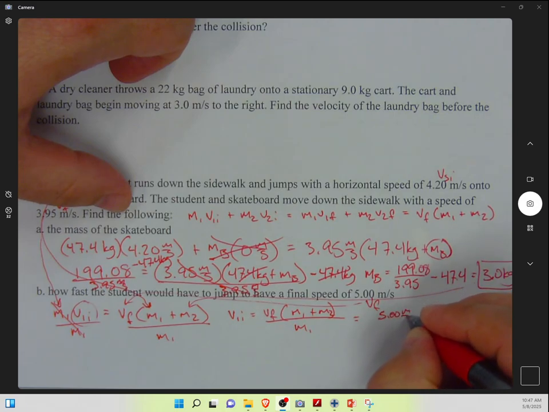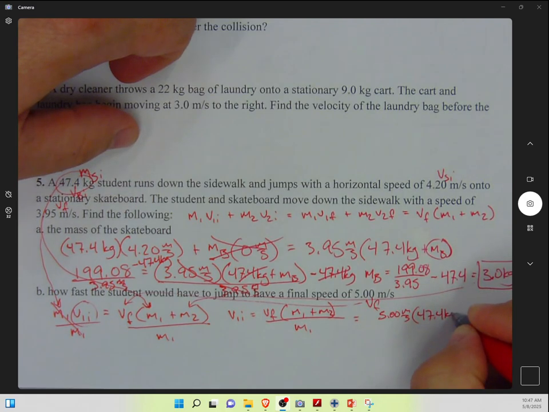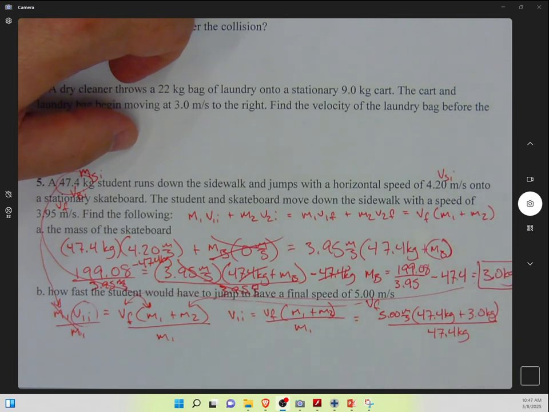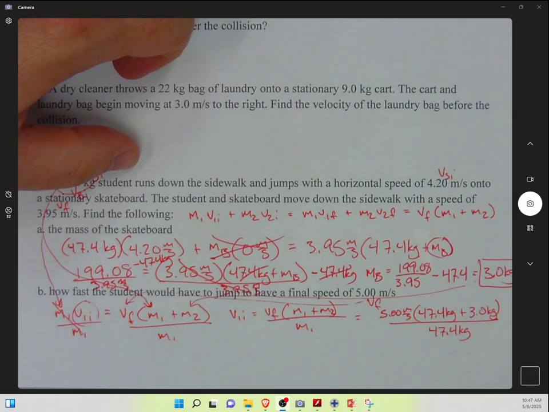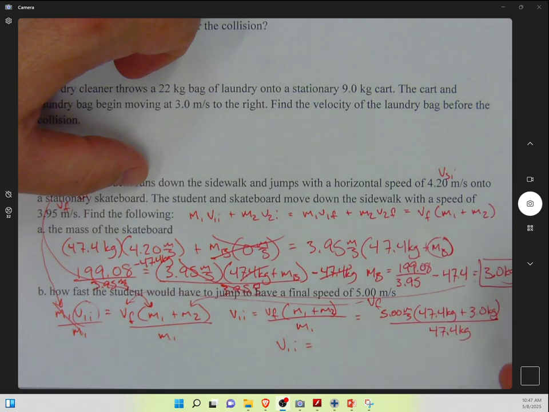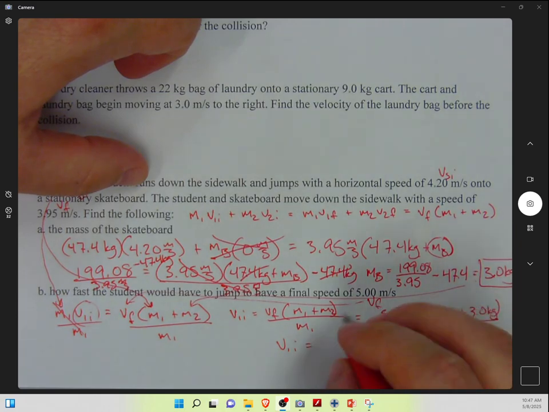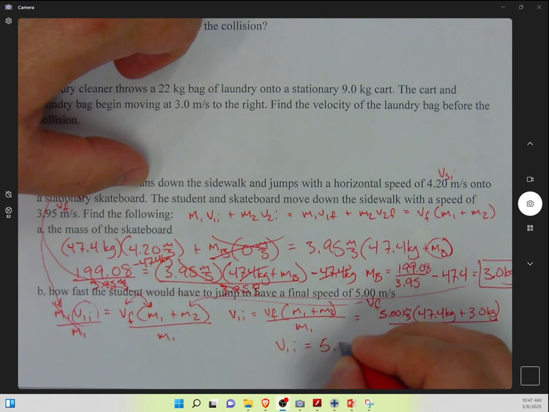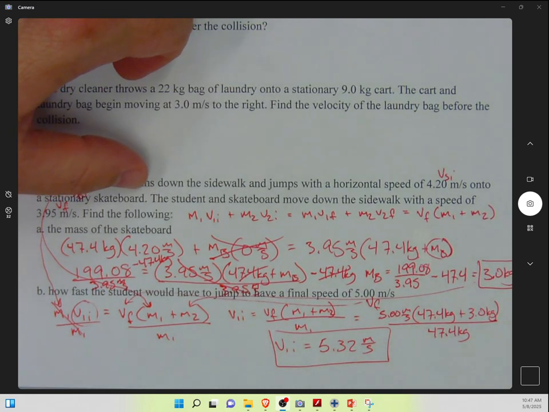So my final velocity is 5 meters per second, M1 is 47.4 kilograms plus 3 kilograms, and then divided by M1 again. Plug and chug, and my calculator is going to tell me that the initial velocity of the student, in order to end up traveling at a velocity of 5 meters per second, is that the student would have to jump onto the board with an initial velocity of 5.32 meters per second.